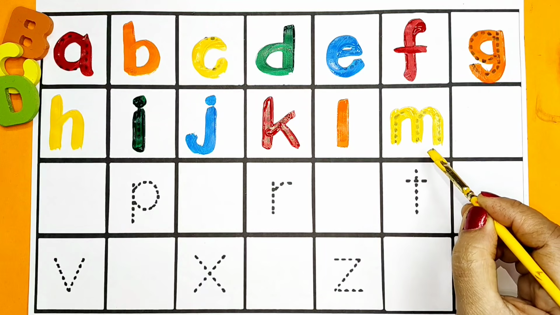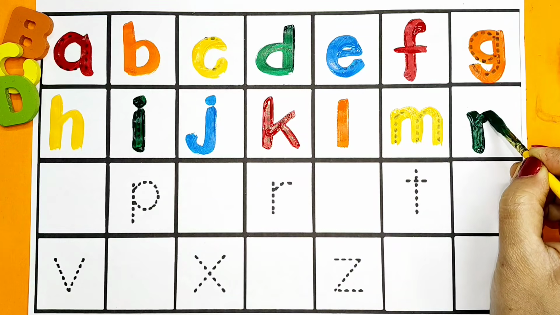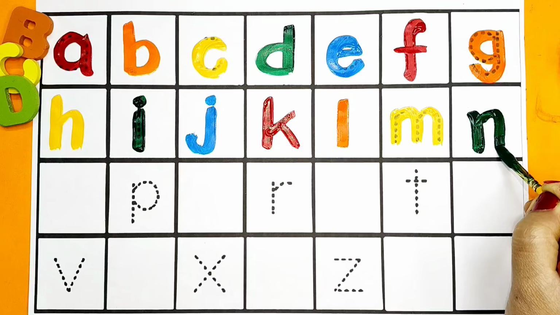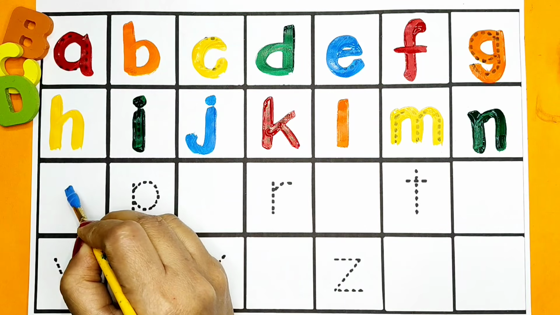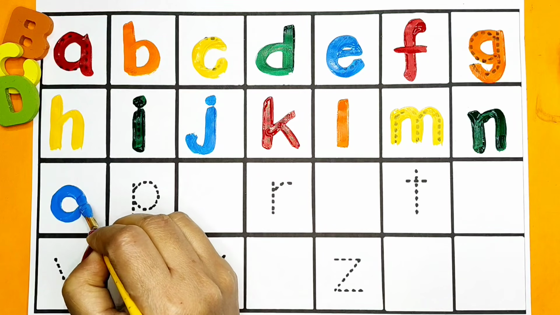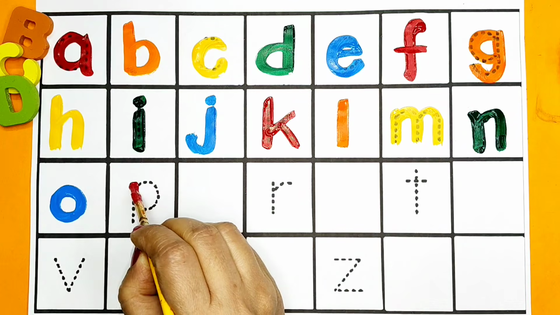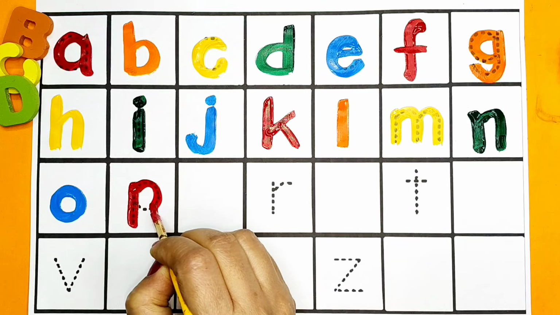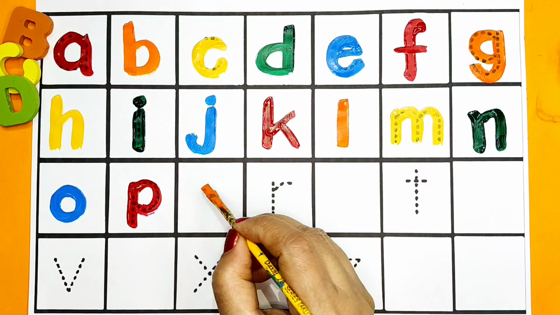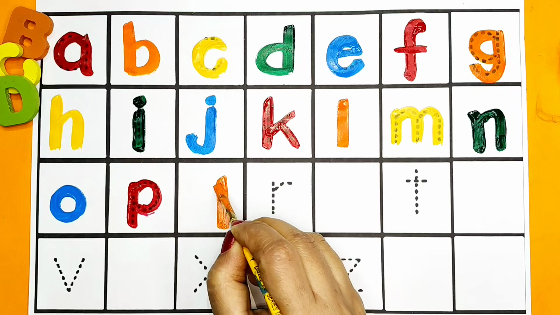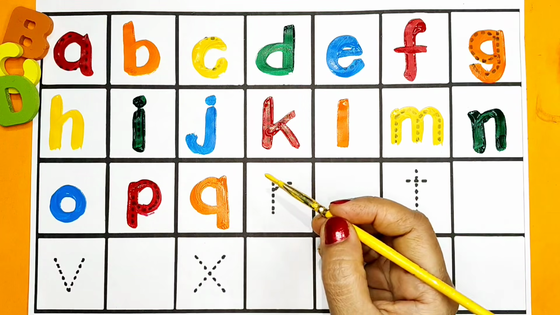M. M for mango. Dark green color. N. N for nose. Sky blue color. O. O for orange. Red color. P. P for pencil. Orange color. Q. Q for queen. Yellow color.